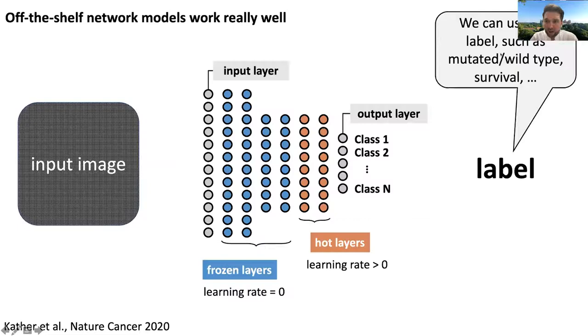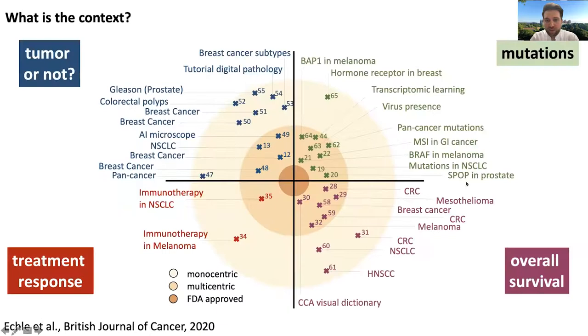And training means we have a bunch of images with an associated label, and this label can be, for example, the presence of a particular genetic alteration, so whether a given gene is mutated or wild type. But this label can also be anything else that we are interested in the clinic, for example, patient survival or drug response or other clinical endpoints. And just to give you an overview of the field, so this is slightly outdated, it's from last year, but the general picture still holds.